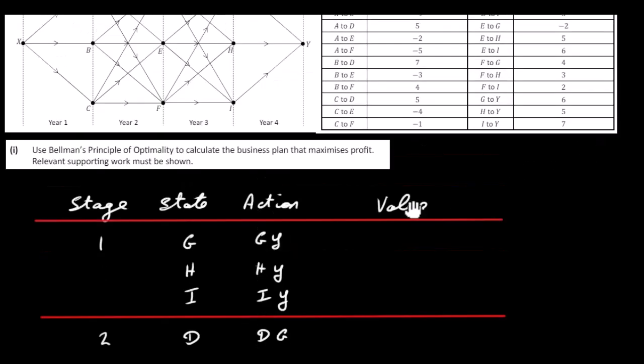So let's start. The first action here is G to Y. If we look at G to Y here, it has a value of 6. I'm going to put in 6 here to start with. The second one is H to Y, and if we look up here it has a value of 5, and the third one, I to Y, has a value of 7. So we're going to star each of these and move on to the second stage.